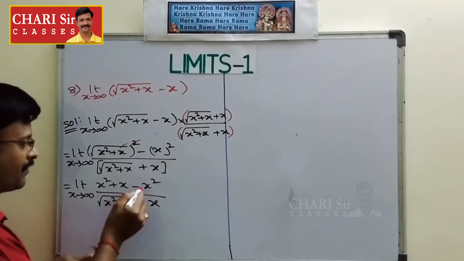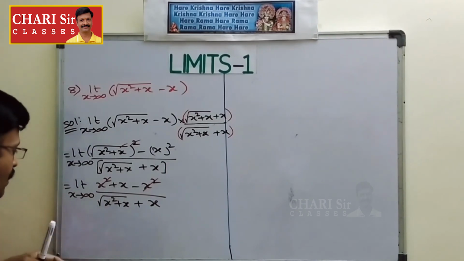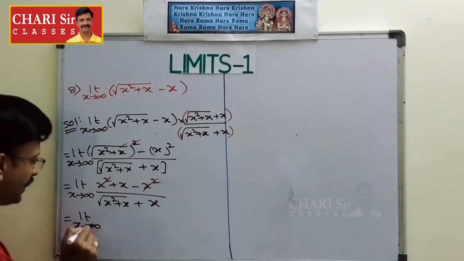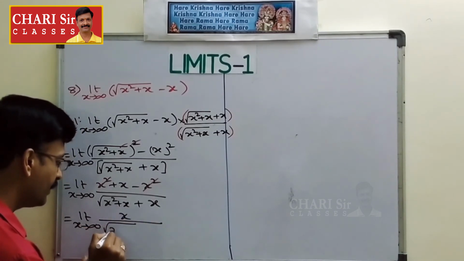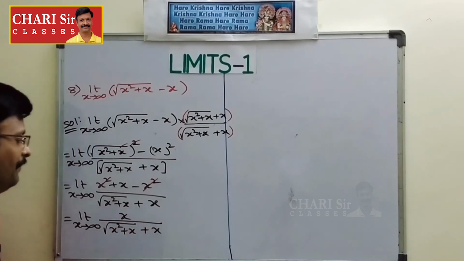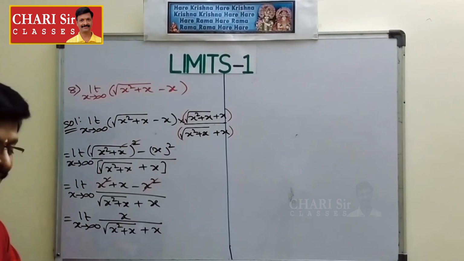Now in the numerator what can get cancelled? Minus x square plus x square will get cancelled. Now the remaining term is limit x tends to infinity x by root of x square plus x plus x here. Now can we apply the limit directly? Still we cannot apply the limit.